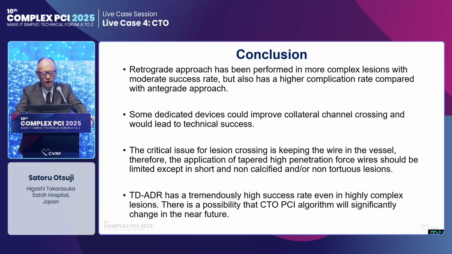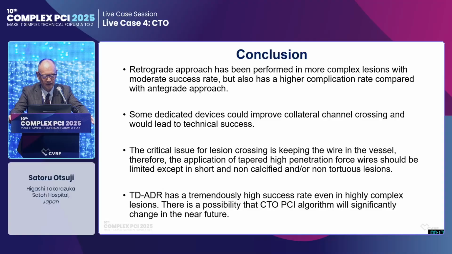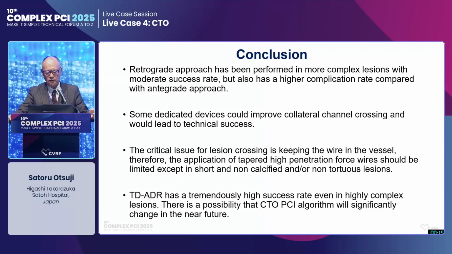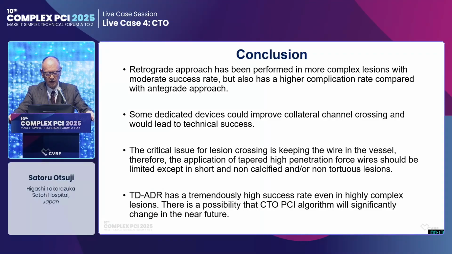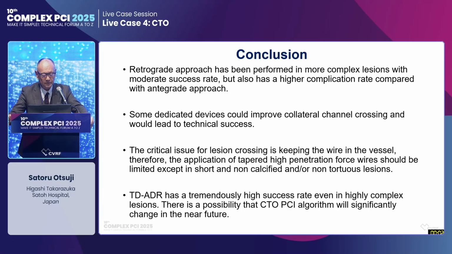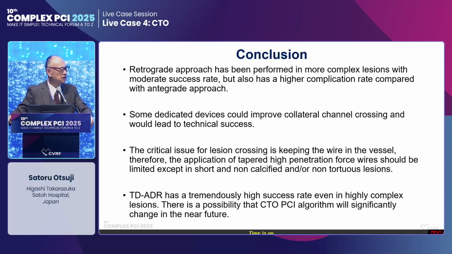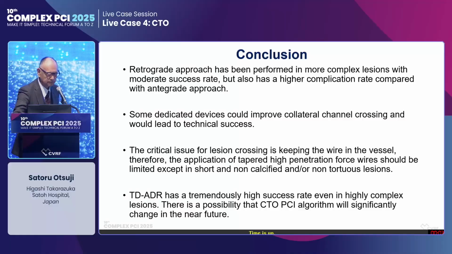In my conclusion, the retrograde approach has been performed in more complex regions with a moderate success rate. Some dedicated devices could improve collateral channel crossing. The critical issue for the region crossing is keeping the wire in the vessel. TD-ADR has a tremendously high success rate, even in highly complex regions. There is a possibility that CTO PCI algorithms will significantly change in the near future. Thanks very much for your attention.